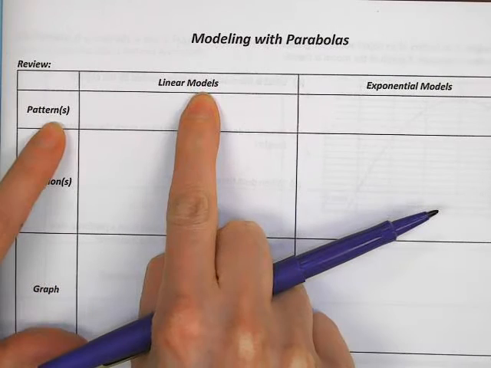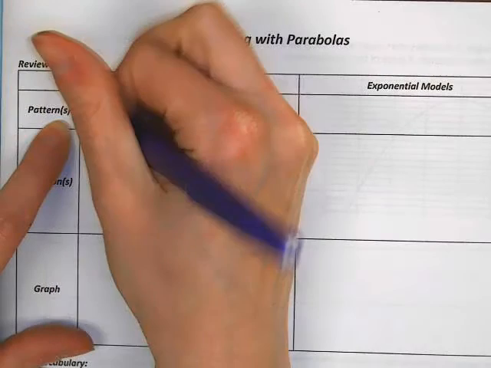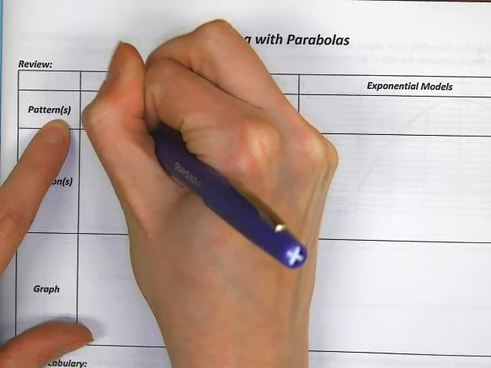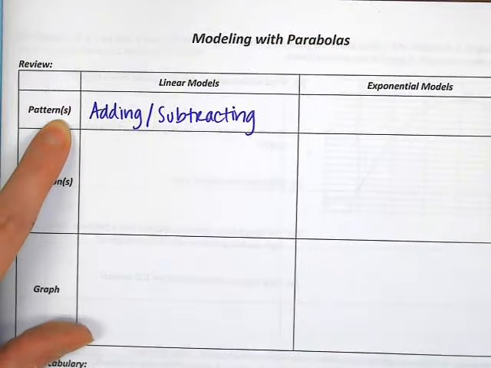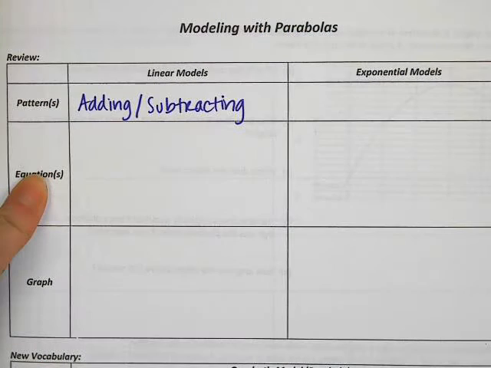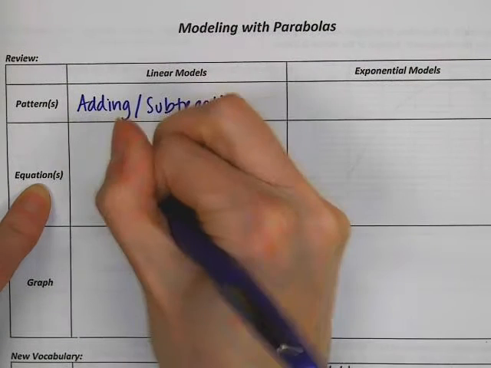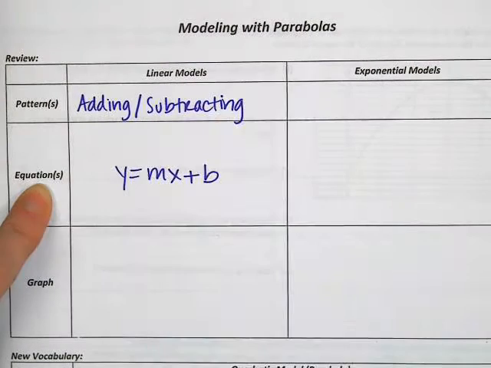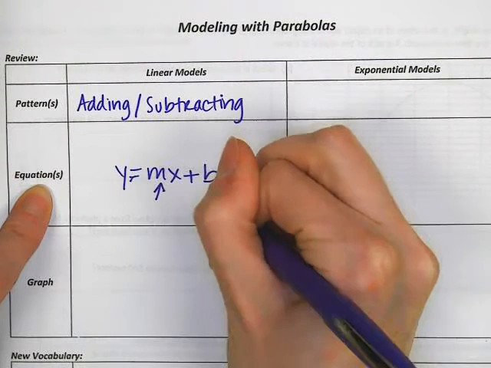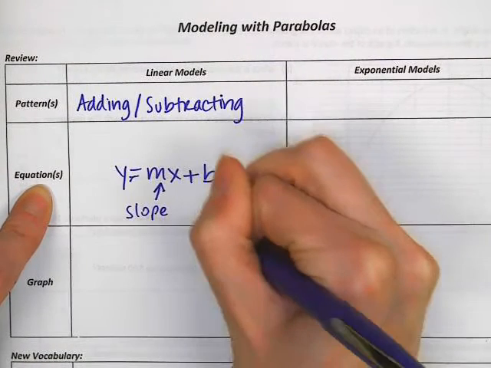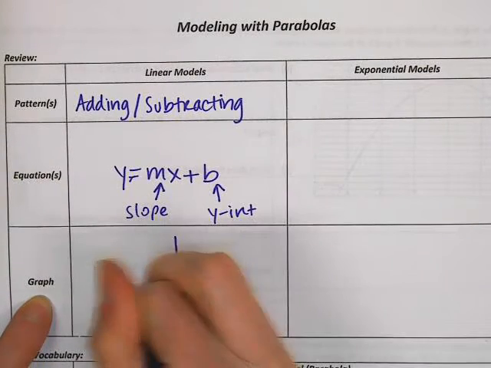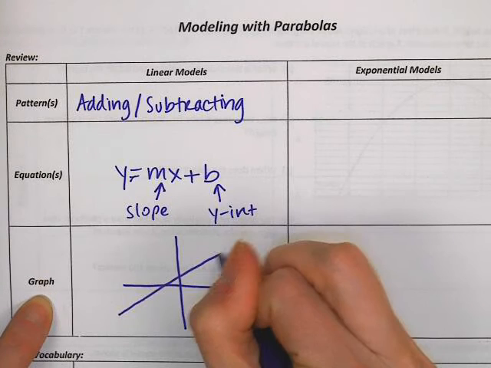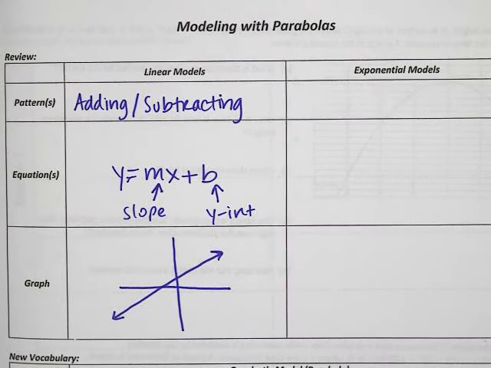So, little review. Linear models, the pattern is adding or subtracting to get from value to value. That had to do with slope. So how much do you rise over run, add or subtract from value to value? And the equation we all know and love is y equals mx plus b, where m is the slope and b is the y-intercept. And then a graph is just a line. Let's say we had a positive slope, something like that. All right, so that's linear.